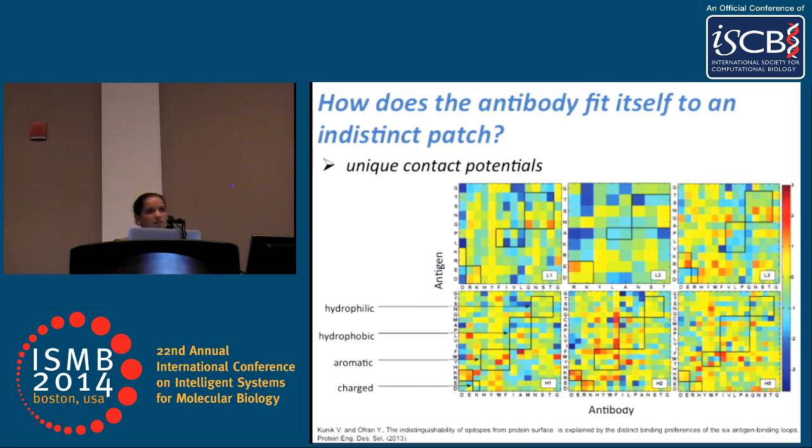And this is what we believe is the main point. The epitope is indistinct. However, the interface and the combination of amino acids from both sides together are unique and specific. And what we need to do now is to use this information to predict specific epitopes.